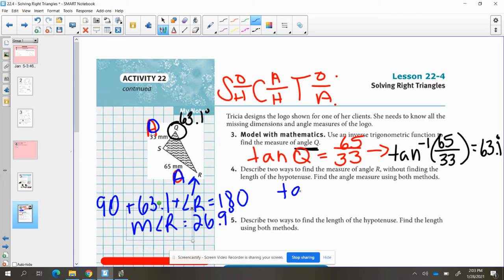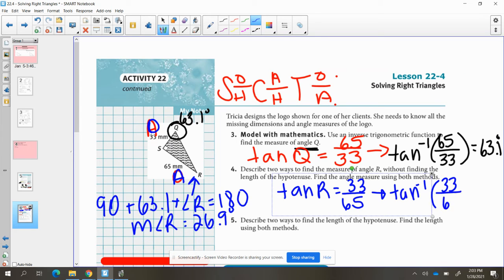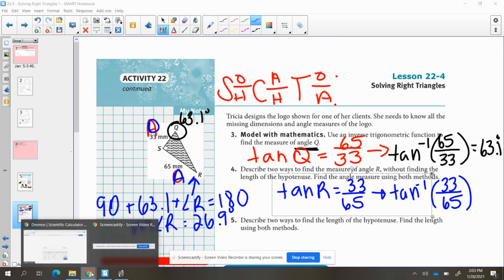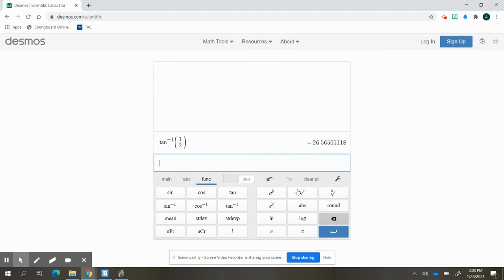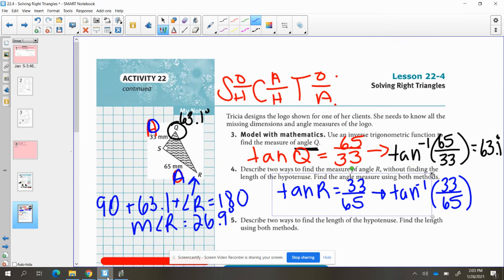Okay, so it should come out to be 26.9 when we do that. Now to double check with the tangent, if we're looking for angle R, again, the opposite this time would be 33 millimeters. Adjacent is 65. It's opposite of what we had before. And again, tan inverse of 33 over 65 should give us that answer. So again, we can practice using the Desmos calculator if we clear all this out. To get here, we had to click function and then tan inverse of 33 divided by 65 is again that 26.9 that we said it was supposed to be. So there's two different ways you were able to get that one.